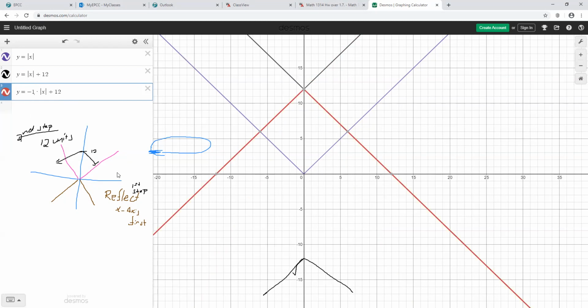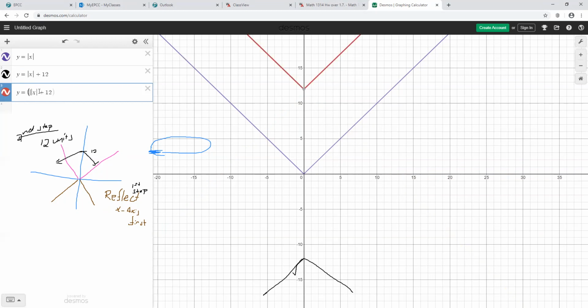So what I'm trying to say, without trying to sound difficult, is if they tell us move it up 12 first and then reflect, then you have to do this, ladies. Put a parenthesis around all of it, because this means take the basic graph, Megan, and then do what first? Reflect it first or move it up 12 first? Move it up 12. And then isn't that what they told us to do?